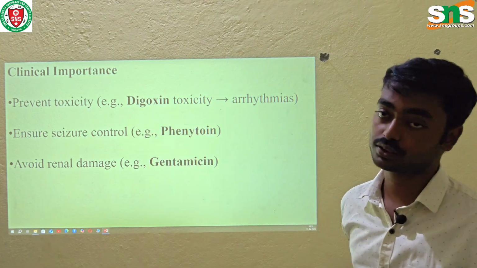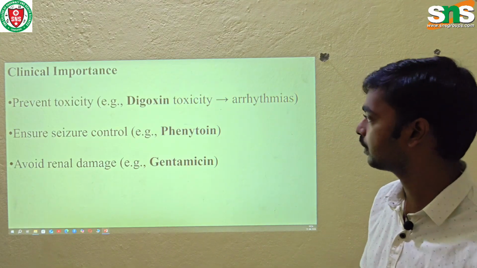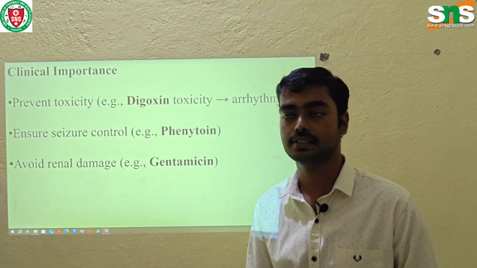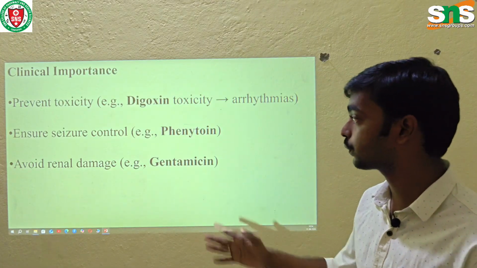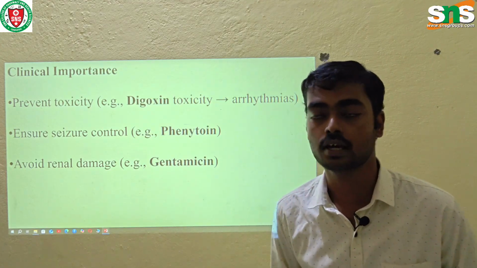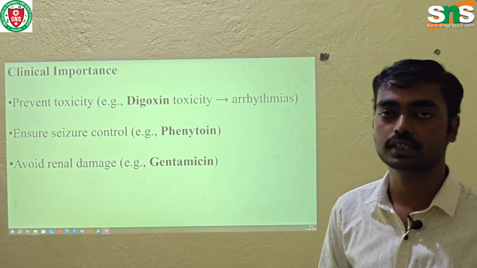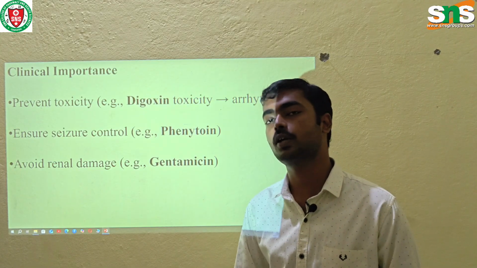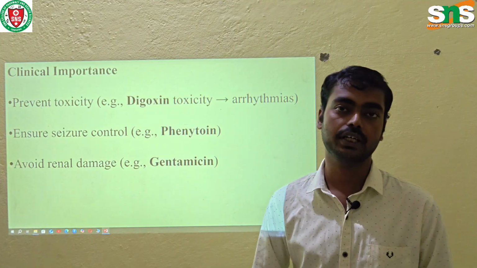Next, the clinical importance of therapeutic drug monitoring. To prevent toxicity, for example digoxin toxicity. Digoxin is used to treat arrhythmia, but in some cases a higher dose can cause severe arrhythmia. In that case we use therapeutic drug monitoring. And to ensure seizures are controlled, for example with phenytoin, and to avoid renal damage. Gentamicin, when the dose is increased, can cause renal failure. In those cases we want to measure the drug level. So these are the examples for therapeutic drug monitoring. Therapeutic drug monitoring is nothing but measuring the amount of drug present in the blood or plasma.